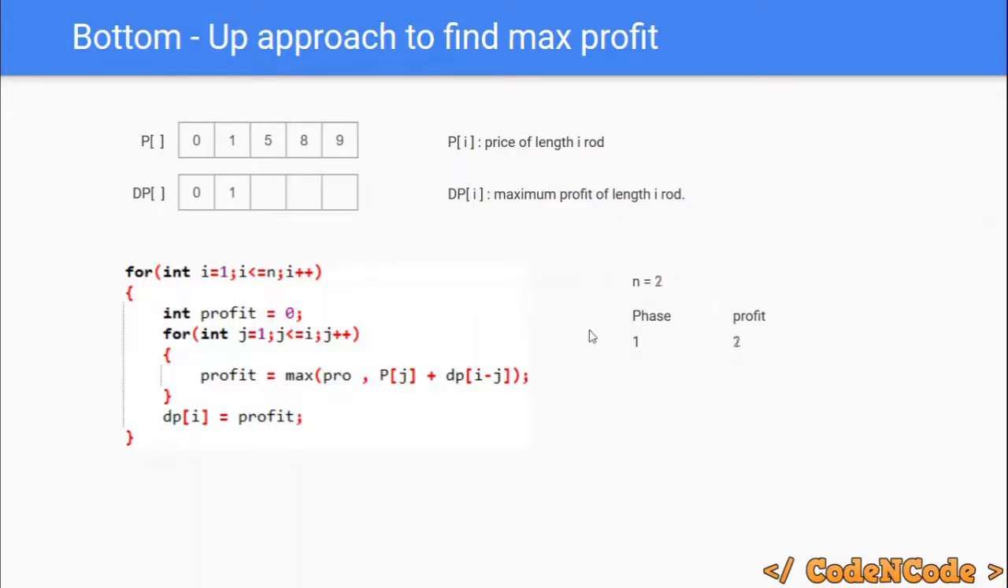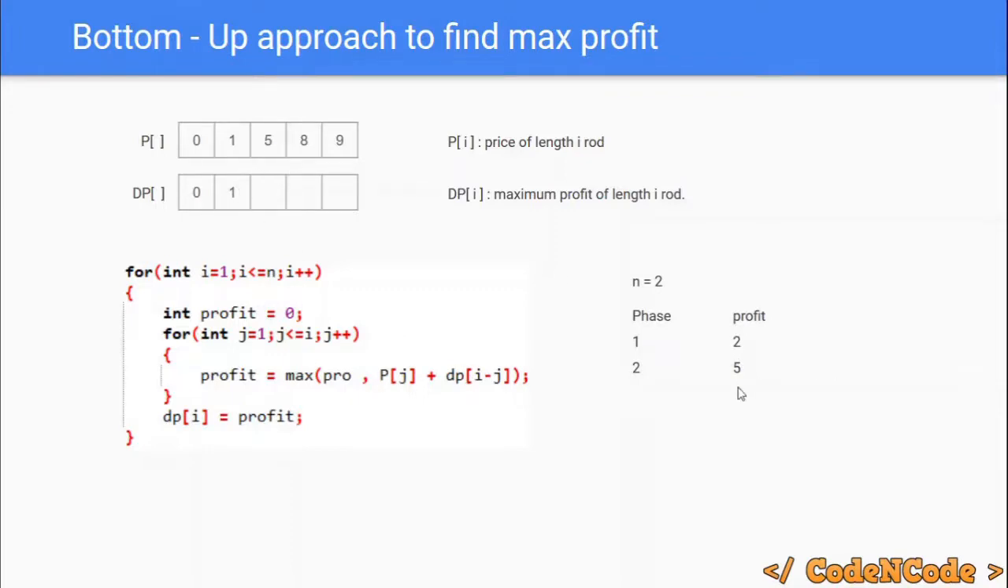Now for n equals 2 there are going to be two phases. In phase 1 the profit would be p of 1 plus dp of 2 minus 1, which is 1. So p of 1 plus dp of 1, p of 1 is 1, dp of 1 is 1, 1 plus 1 is 2. So in first phase the profit is 2. In the second phase profit comes out to be 5, so profit would be updated to 5. Why? See, when j equals 2, p of 2 plus dp of 0, p of 2 is 5, dp of 0 is 0, so 5 plus 0 is 5.